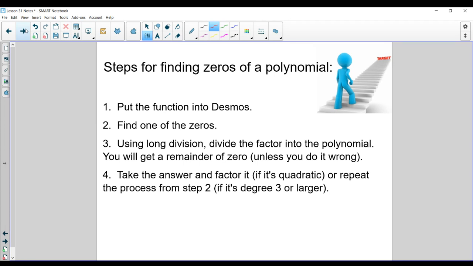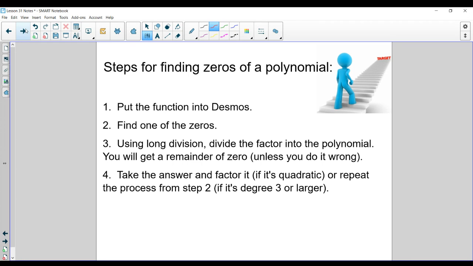So you're going to take the function and put it into Desmos. You're going to pick one of the zeros. It doesn't matter which one. You're going to want to pick the one that's easiest to deal with. So, if something ends up being a decimal of some sort, you don't want to pick that. If you have 1 and 3.5, you want to use the 1. It's just easier to use.